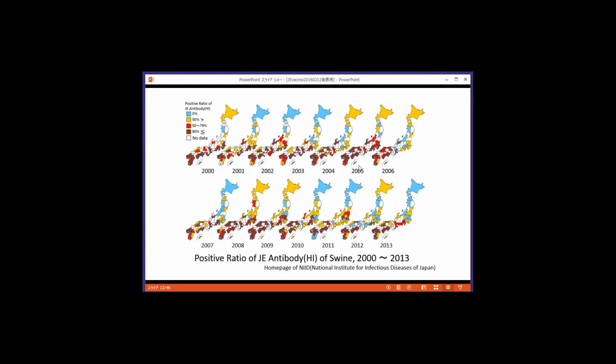of 2008 is drawn with red. Sorry, 2005 is drawn with red. Red is over 50%. This data indicates prevalence of JE antibody in swine, which suggests JE virus infection usually occurs, at least among swine.